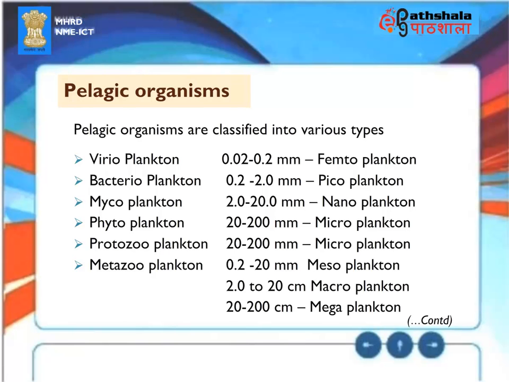Pelagic organisms. Pelagic organisms are classified into various types. Virioplankton, 0.02 to 0.2 micrometers, femtoplankton. Bacterioplankton, 0.2 to 2.0 micrometers, picoplankton. Mycoplankton, 2.0 to 20.0 micrometers, nanoplankton. Phytoplankton, 20 to 200 micrometers, microplankton.